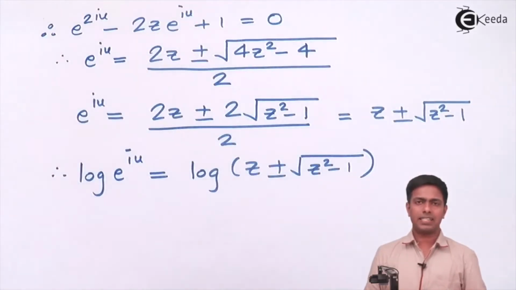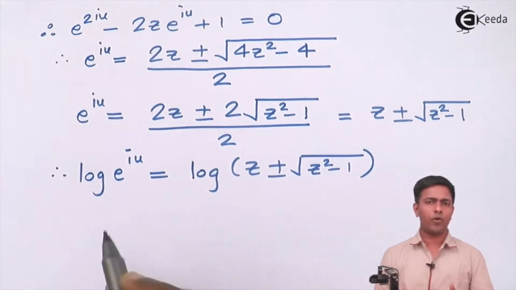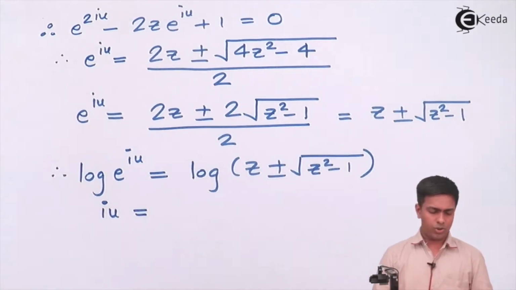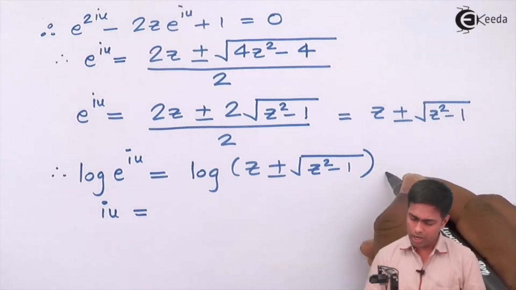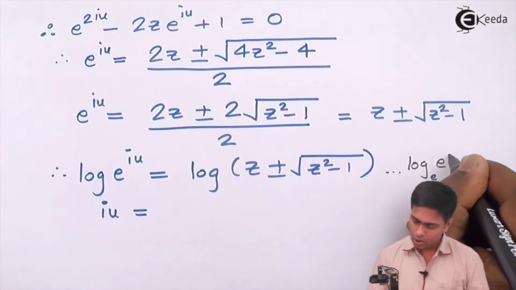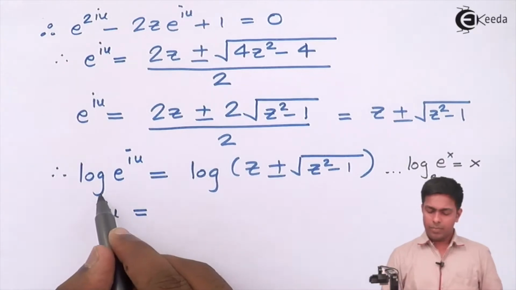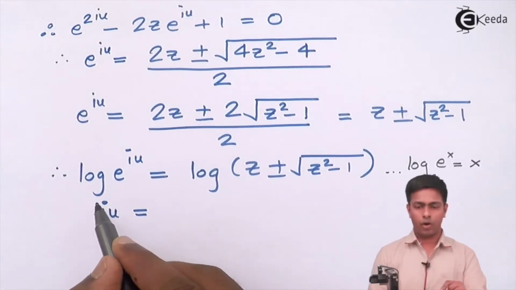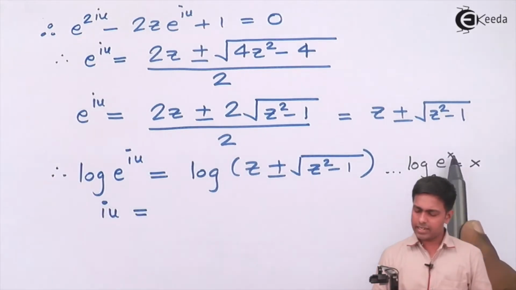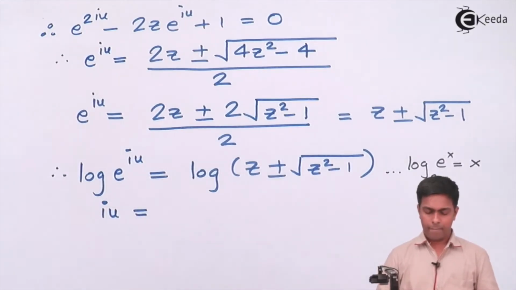Now to get this minus i, what we'll do is log e to the power iu. This is the identity of logarithm where we get answer as iu. So here I'll show you the identity that you all have done, that is log, let's say, to the base e of e raised to x is always x. Now here base is not given, so we always assume it as e if it is not given. So by this identity you will get answer as this exponent. Here exponent is iu, so answer is iu.